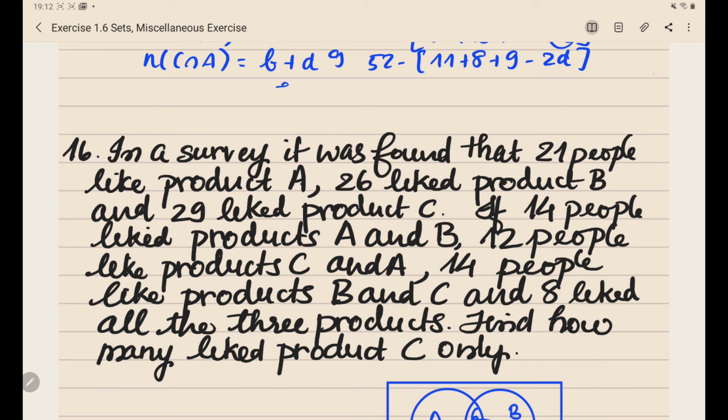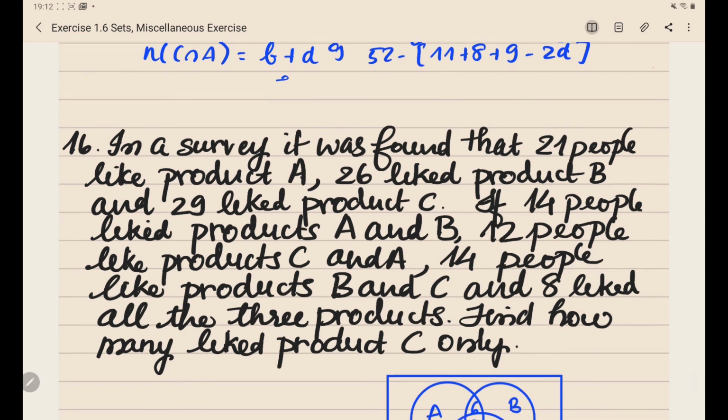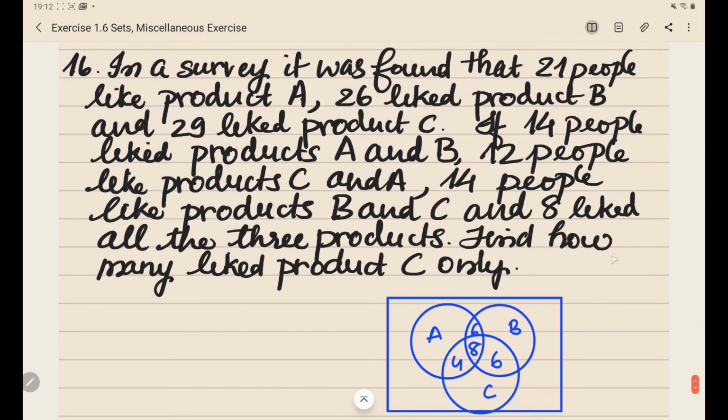The 16th problem is, in a survey, it was found that 21 people liked product A, 26 people liked product B, and 29 liked product C. If 14 people like product A and B, 12 people like product C and A, 14 people like product B and C, and 8 like all three products, find how many people like only product C. As I said, when a question like this comes, you have to always mark which is common for all three sets. That is 8 like all three products. You have to write 8 here.